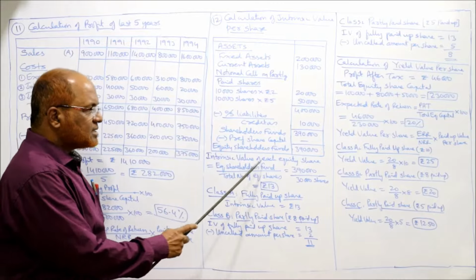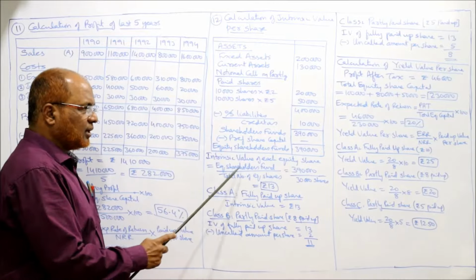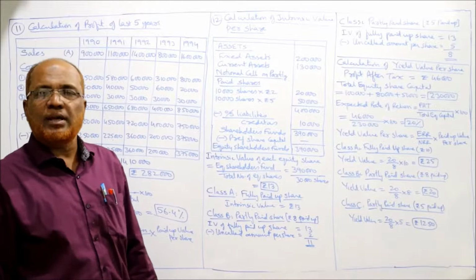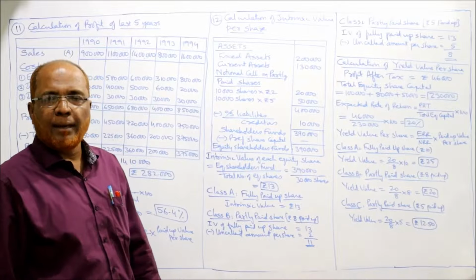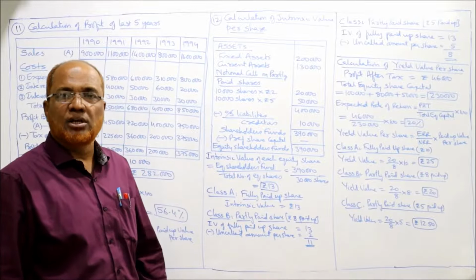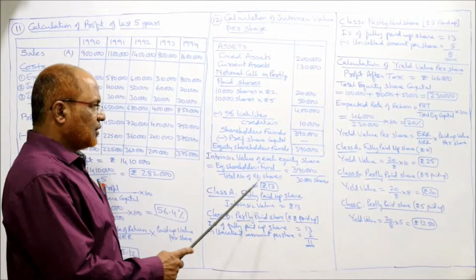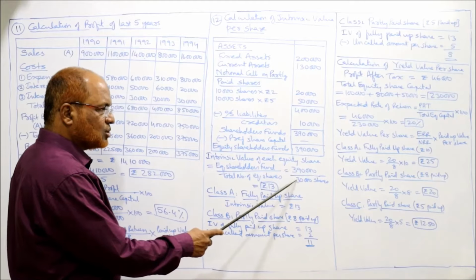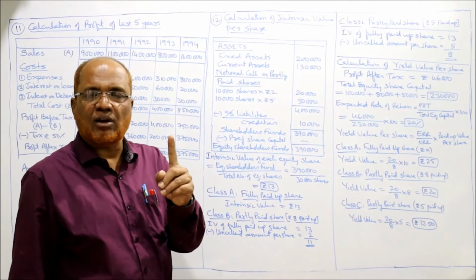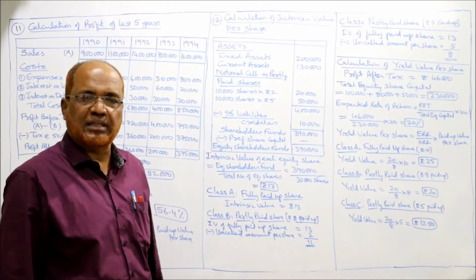Now, intrinsic value of each share is equal to equity shareholders' fund divided by total number of equity shares. Now how many total shares does the company have? Class A has 10,000, Class B 10,000, Class C 10,000, so 30,000 shares. So 3,90,000 divided by 30,000 shares is 13 rupees per share. The intrinsic value of one share comes to 13 rupees, 13.